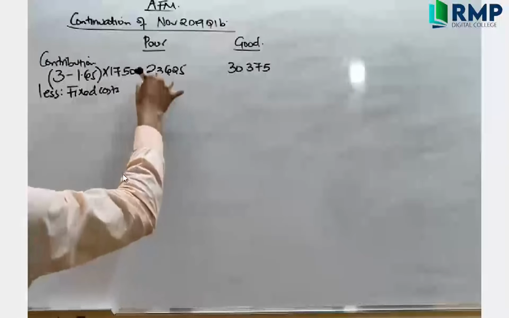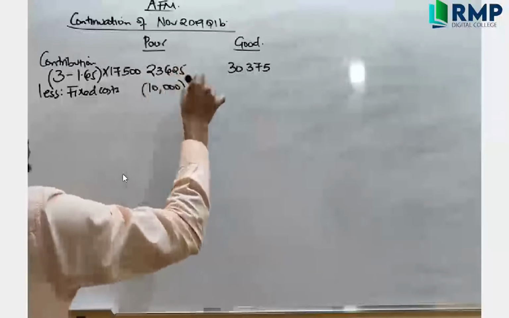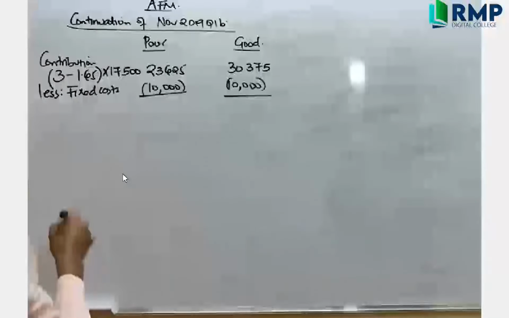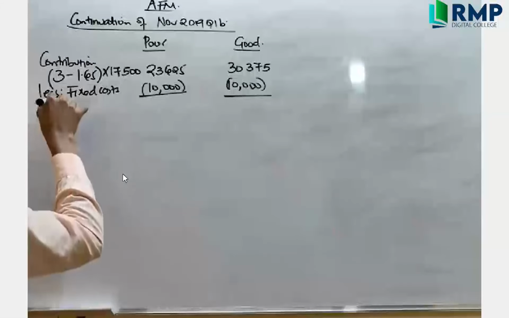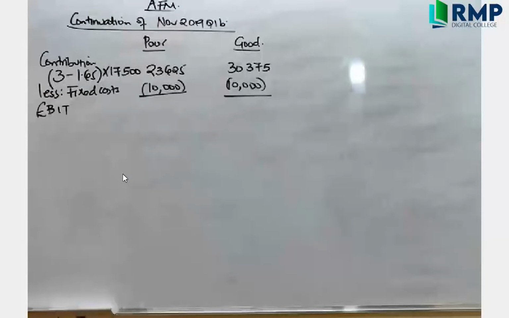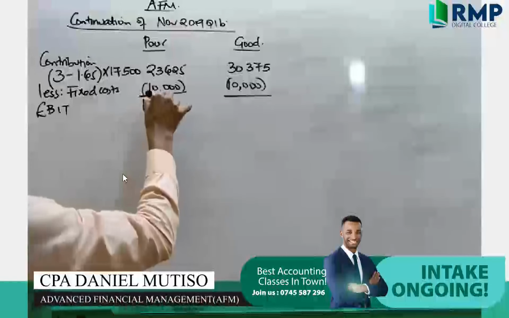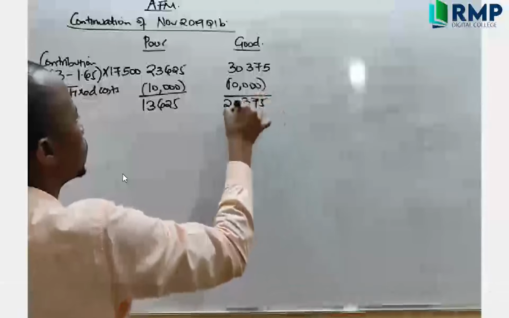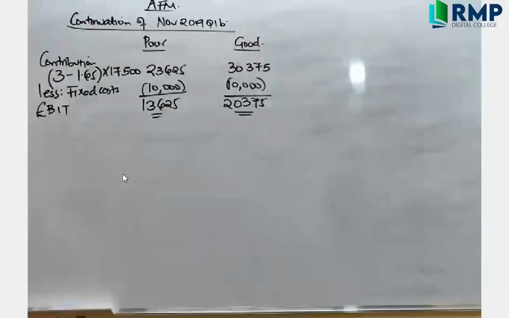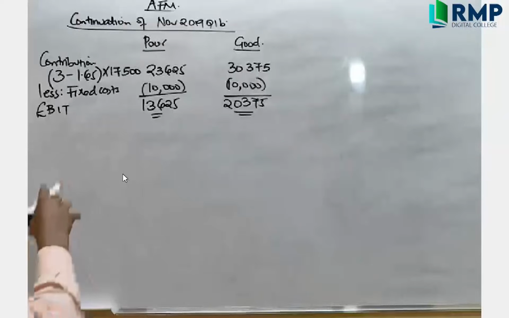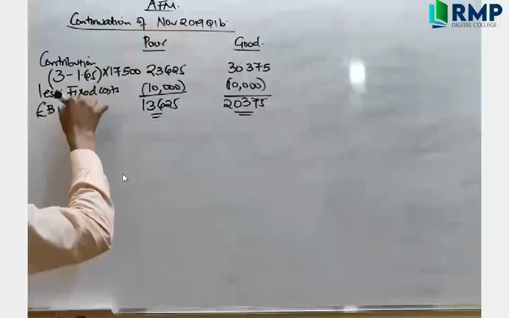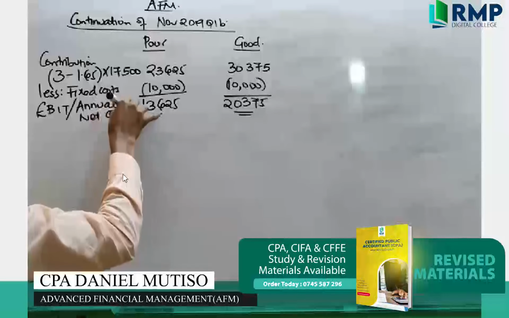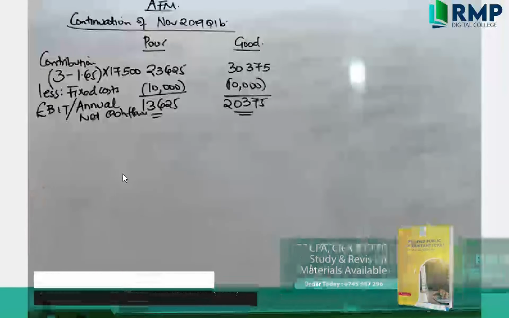For both cases, we have 10,000 thousand shillings. So what is your earning before interest and taxes? In this case, here we have 13,625. And here we have 20,375. Are we together to that point? Those are your annual net cash flows, because we don't have taxes. So this you assume is your annual net cash flows.